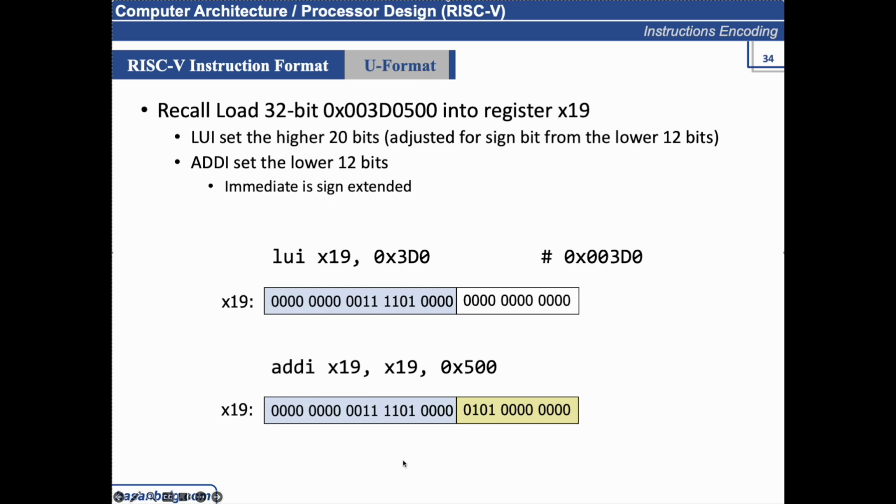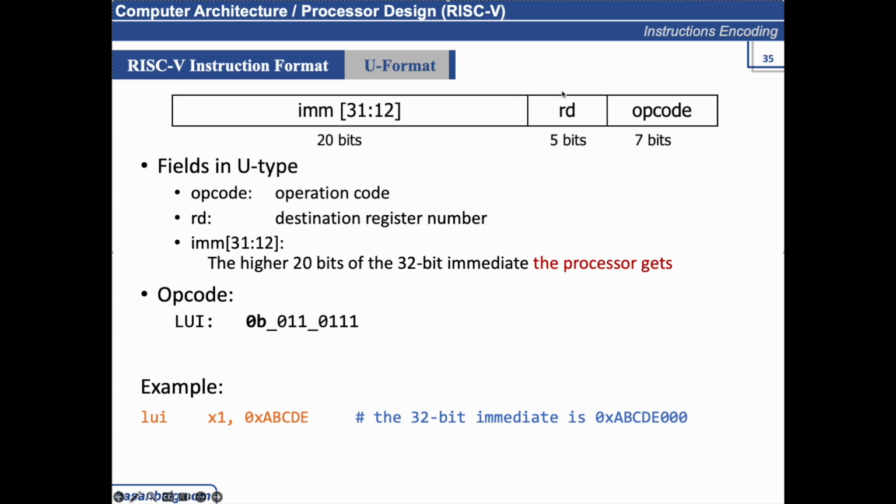it will load the remaining 12 bits on the rightmost side into x19. Okay, so which format can we use to represent the binary machine instruction for LUI? We already know that ADDI follows the I format. What about LUI, where we have immediate data and only one RD? There is a special format called the U format, where we have opcode, RD, and then the 20 bits of immediate data. So the higher 20 bits of the 32-bit immediate the processor gets. Okay, so the opcode of LUI is this. Again, this is just a representation to make things clear, and 0B corresponds to the binary representation of this data. So this is the opcode for LUI.